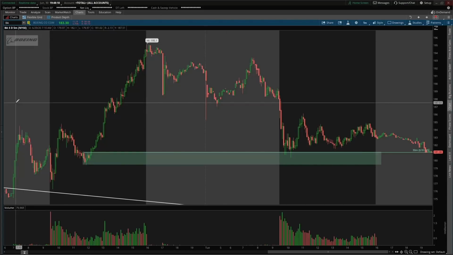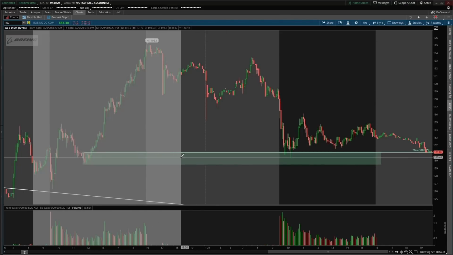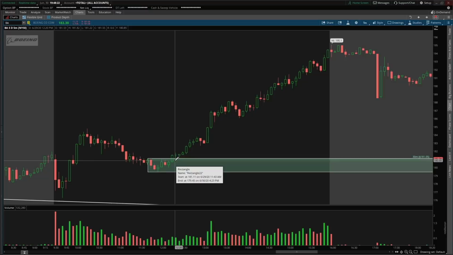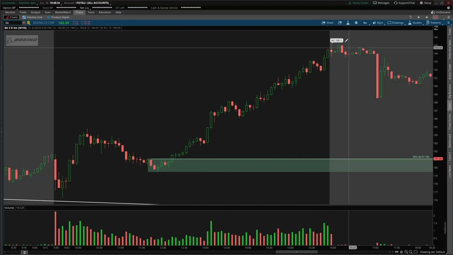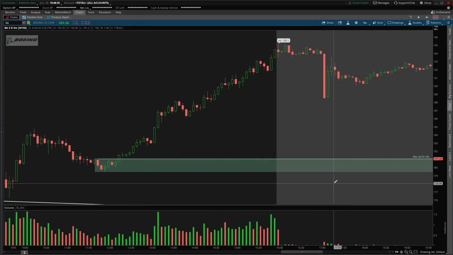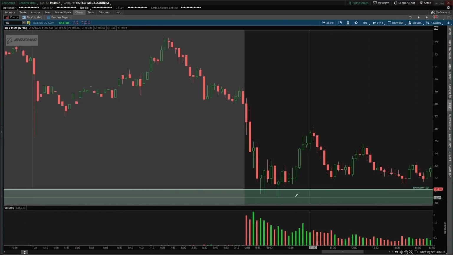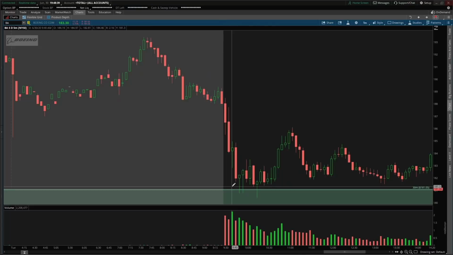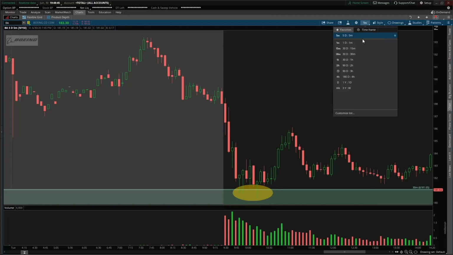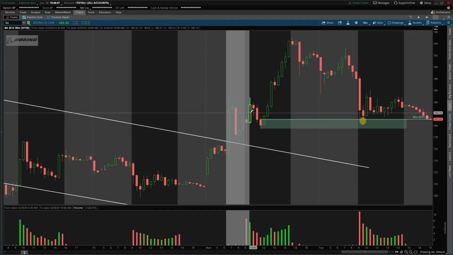So lastly is on Boeing. Now, Boeing formed a demand imbalance yesterday from the 181 area to the 195 level. This was from a balanced period followed by a nice move to the upside, which created a buy order imbalance here. So now we fast forward and wait for price to first enter that area. And the first time we entered that area was this morning around 10 o'clock Eastern when we bounced off of this demand zone.